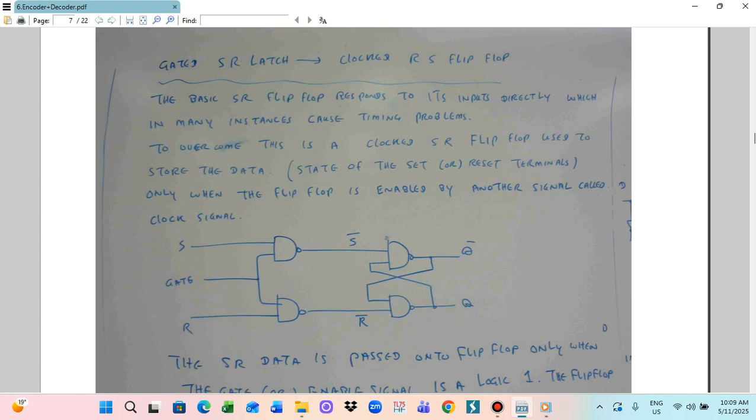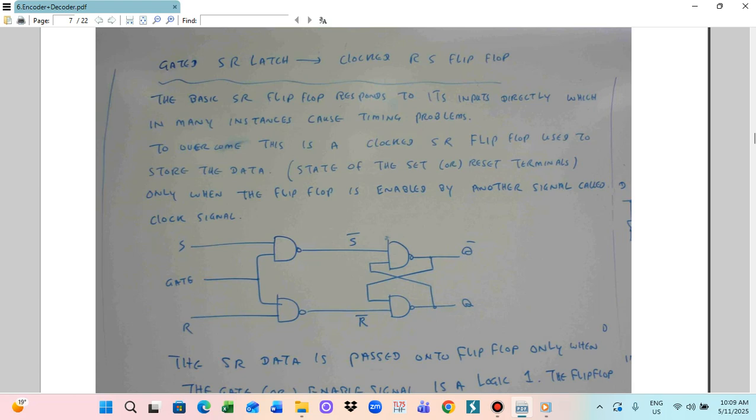So the data is stored only when the flip-flop is enabled by another signal called the clock signal. So this is for the SR latch. The SR latch is the basic building block of the SR flip-flop, but it also memorizes the input state. You are provided with another signal, the gate signal.